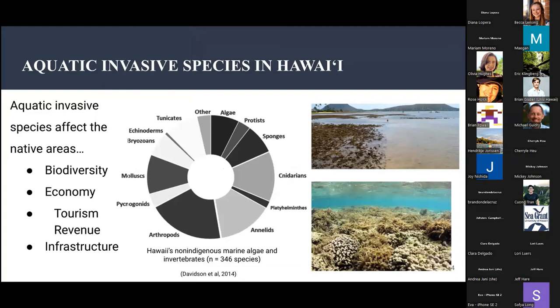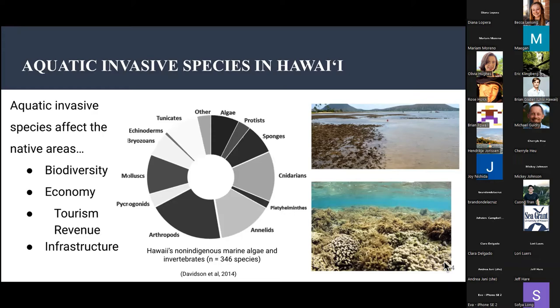This is a worry because aquatic invasive species affect native areas in Hawaii. It affects our biodiversity, as we have over 300 invasive invertebrates as of right now, and a lot of these are relatively small and hard to monitor. On this pie chart, you can see all our non-indigenous marine invertebrates and algae, and we have over 300 of them. These invasive species negatively affect biodiversity because they compete with native species for resources such as food or space. They are typically more adaptable to varying water conditions, and they push out native species, leading to a lack of biodiversity on the reef.